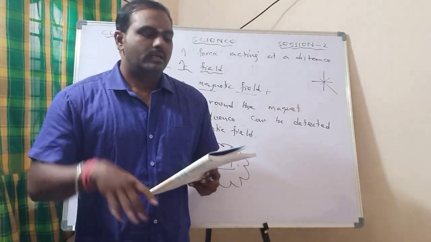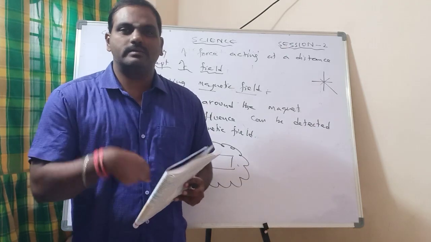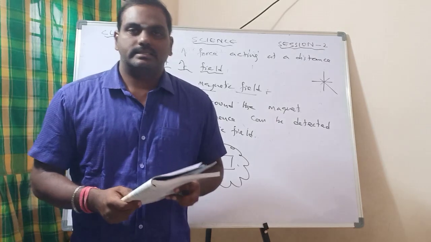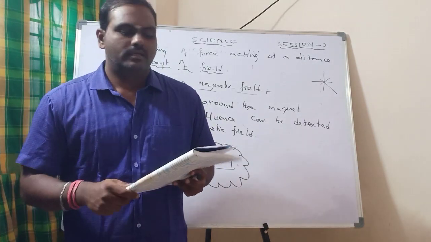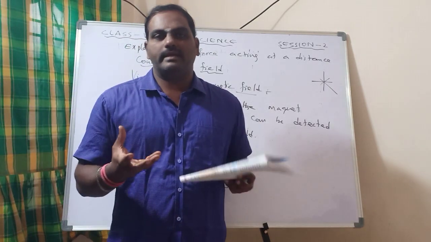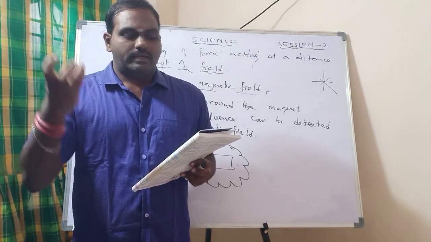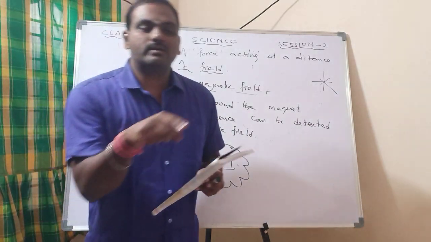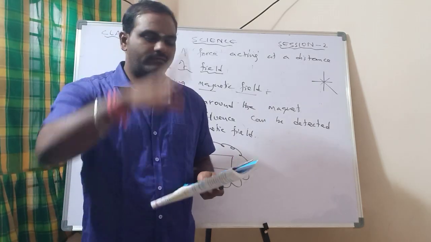What is the first point? A magnetic field surrounds a magnet. Magnet చుట్టూ ఏ ఫీల్డ్ ఉంటుంది? Magnetic field ఉంటుంది. Next, electric field surrounds electric charges. Electric charges చుట్టూ electric field ఉంటుంది. Then gravitational field surrounds the masses. Masses means any weight, any body containing any weight. So around the masses, gravitational force will be there. Around the electric charges, electrostatic force, the electric field, will be there. Around the magnets, magnetic field will be there.